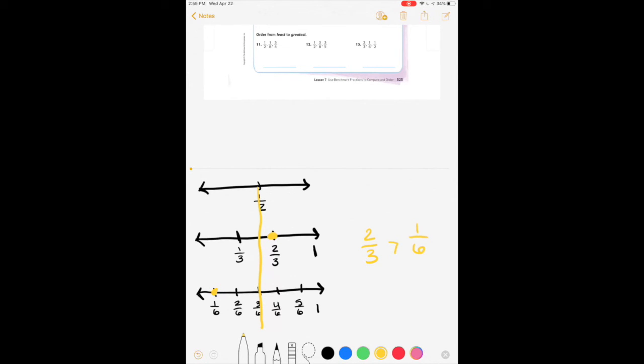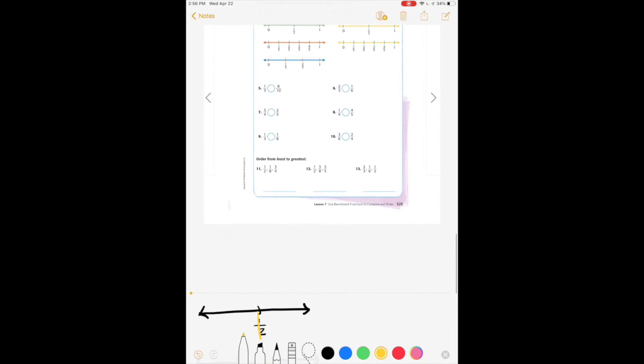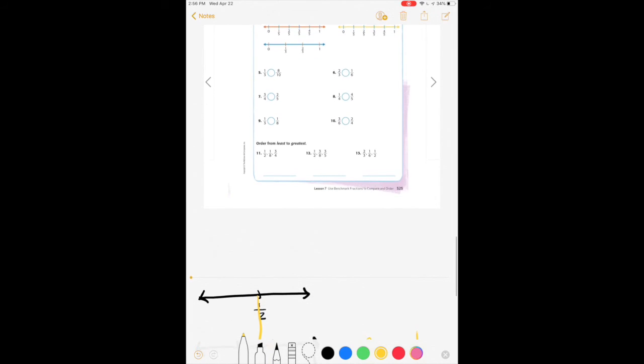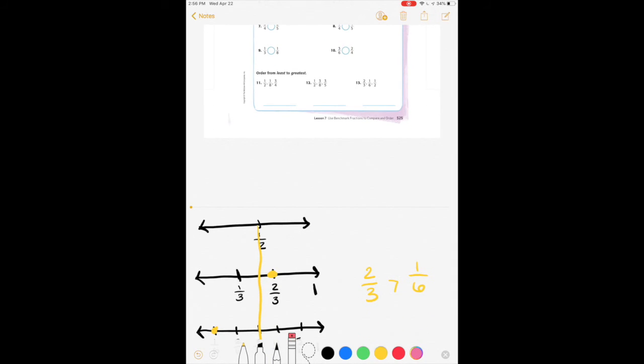So even though they don't have the same denominator, if we are using benchmark fractions and number lines, we can still compare them. We need to have a common denominator if we're doing multiplication and solving it that way, but if we're drawing a number line and graphing them, then it is okay to have different denominators. All right, so that was number 6. We'll just go 6, 8, and 10. So let's do 8. Let me erase all this.